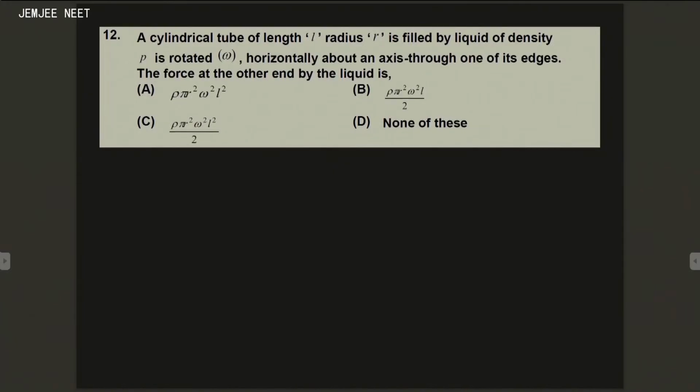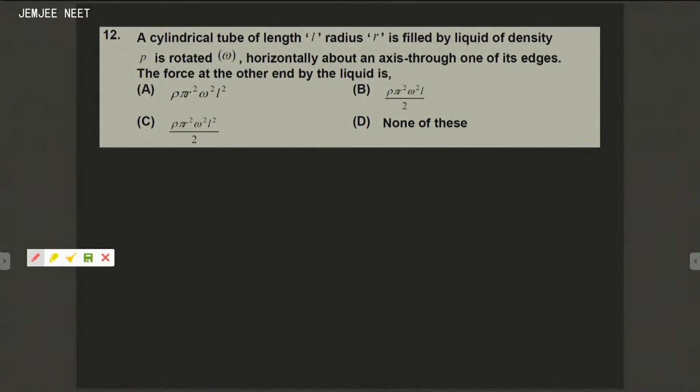A cylindrical tube of length L, radius R is filled with a liquid of density P. A cylindrical pipe. One second. I'll draw it side by side so that you can see. A cylindrical pipe filled with a liquid, of length L, radius R. This radius is R.